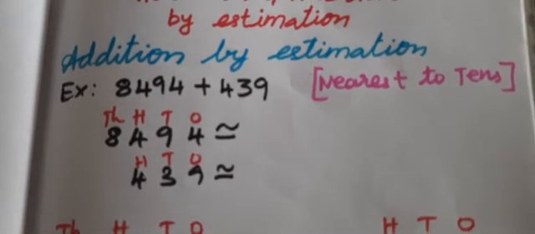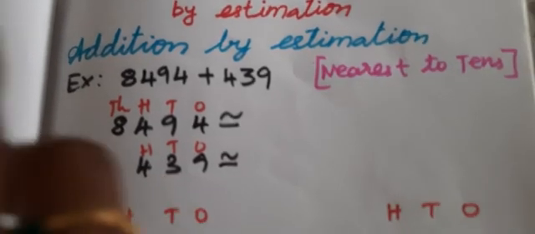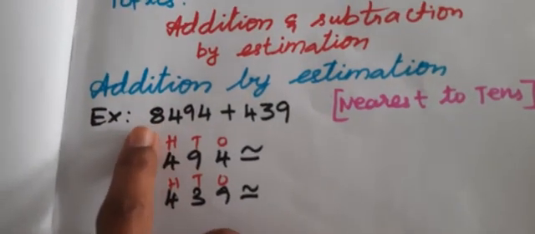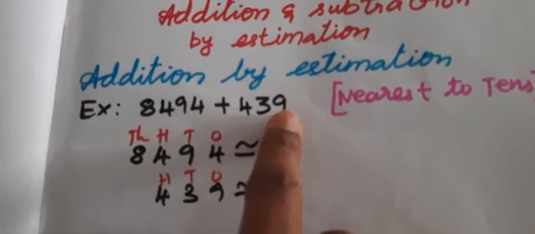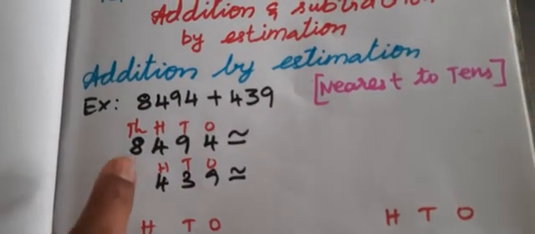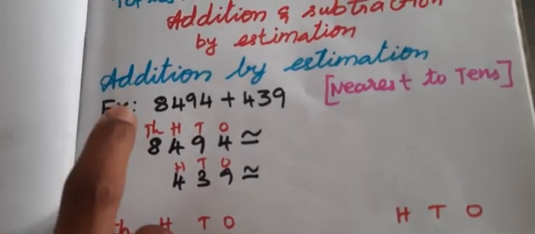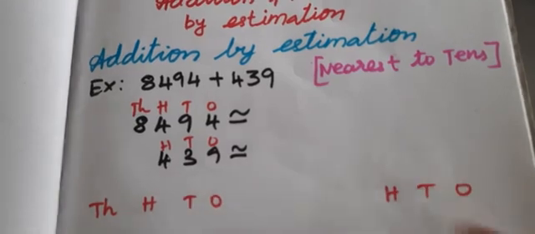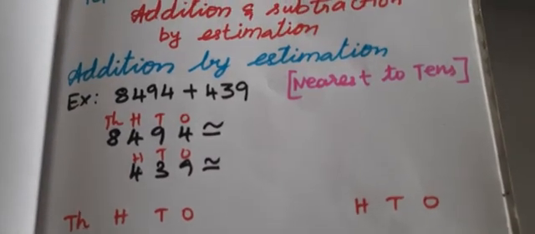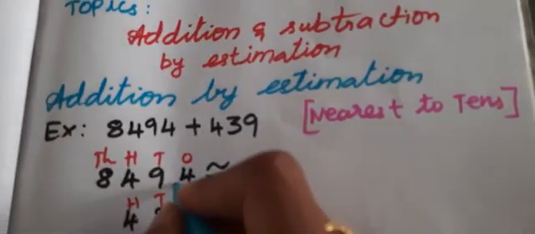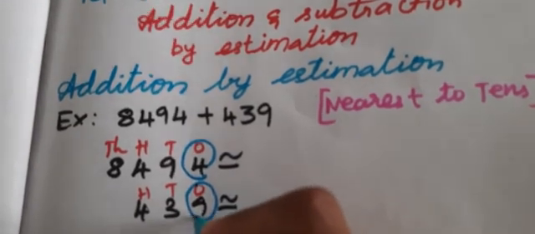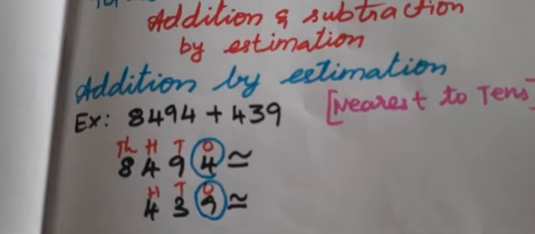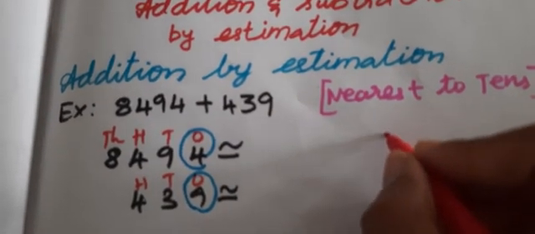Yeah, this is a question. Actually this is a sum. If I give a question like this, we have to write the numbers separately and write the places also. Here we are going to apply the nearest to tens concept. So you have to circle the ones place. Circle that ones place. First we write the places.